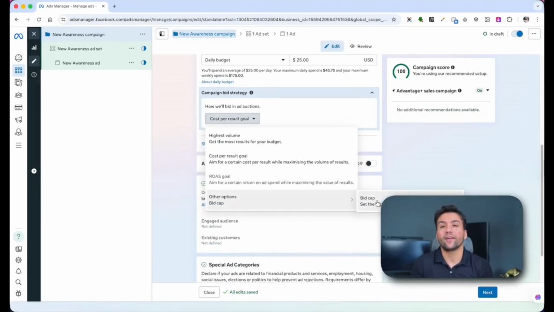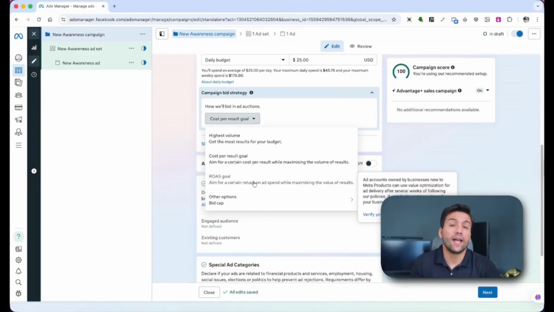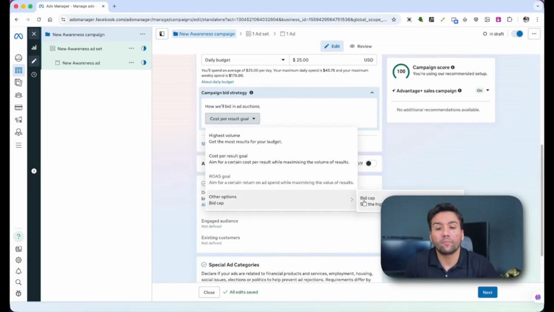So the key takeaway here for you is, number one, use highest volume. This is the default and recommended for new campaigns. Number two, cost per result goal or ROAS goal. This is for mature campaigns, where you know your target cost or revenue. And bid cap, this is restrictive, so avoid it on new campaigns.